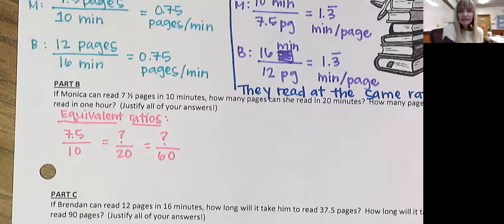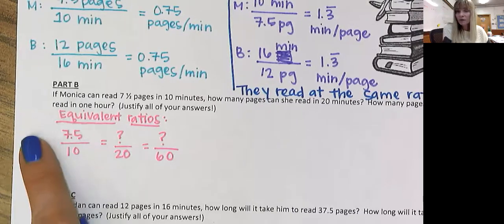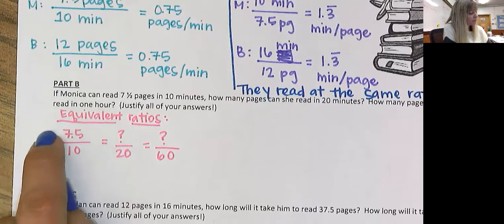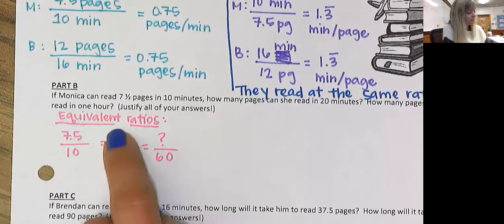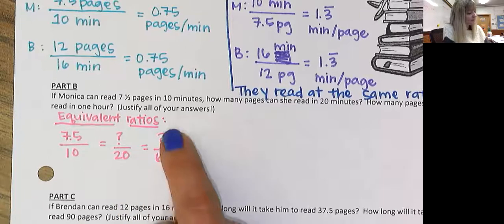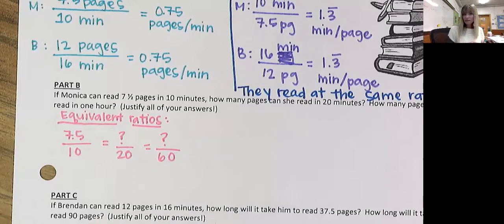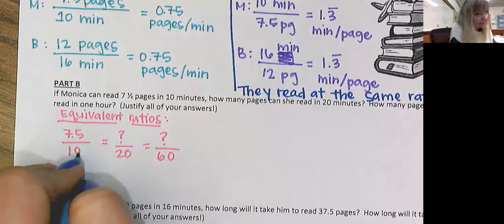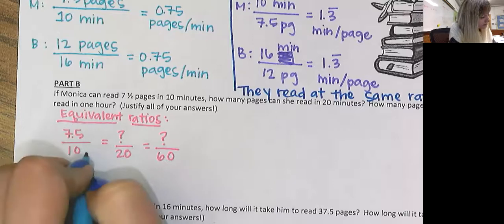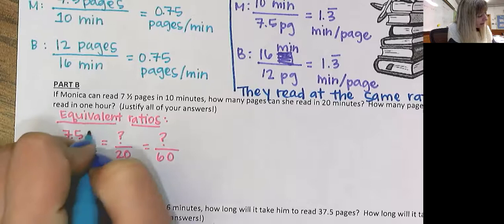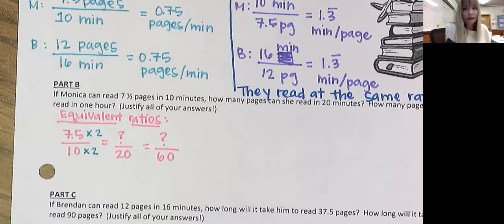This is one of the first things that I often see students try, and maybe you tried this as well. It's a good strategy on this. It's the equivalent ratios, trying to come up with equivalent ratios. If she can read 7.5 pages in 10 minutes, what would that be in 20 minutes? And what would that be in 60 minutes? And many students recognize, and maybe you did this too, that to get from 10 to 20, all I have to do is double it. So if I do that with the minutes, I could also do that with the pages.